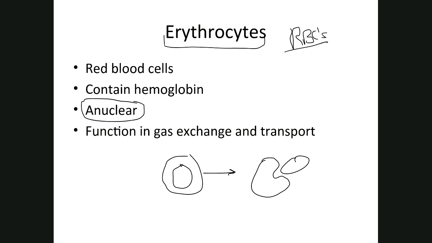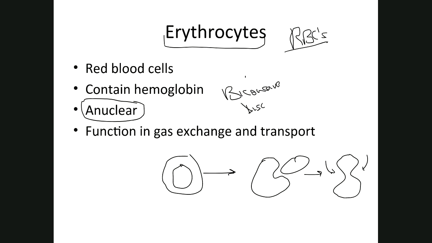But what happens when you eject the nucleus is it changes the shape of the cell. So it's not really round anymore. If you look at it from the side, it's shaped like this, sunk in on both sides. And so the shape is called a biconcave disc because it's concave on both sides, a biconcave disc.